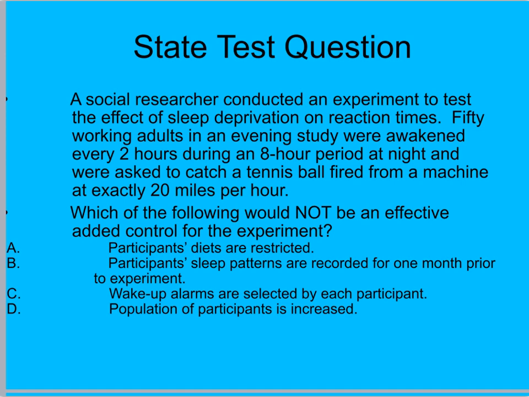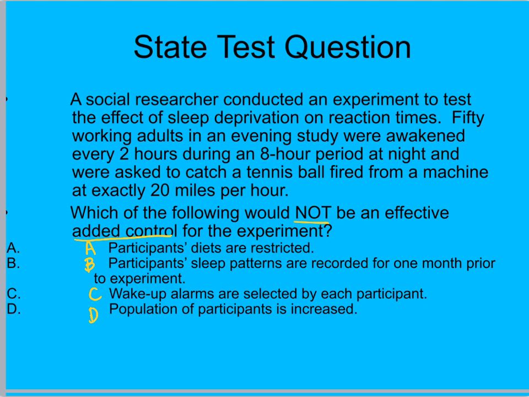A social researcher conducted an experiment to test the effect of sleep deprivation on reaction times. 50 working adults in an evening study were awakened every 2 hours during an 8-hour period at night and were asked to catch a tennis ball fired from a machine at exactly 20 miles per hour. So same situation as we talked about before. So which of the following would not be an added control? So what is something that would not be good to add to this experiment to make sure that we keep the experiment in line and controlled?